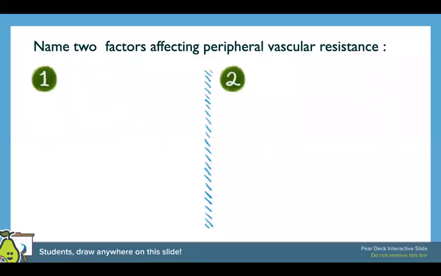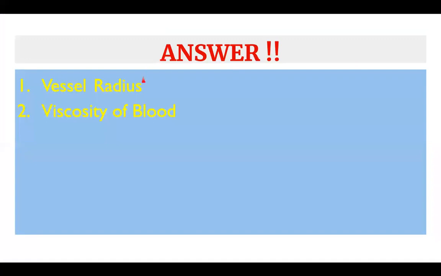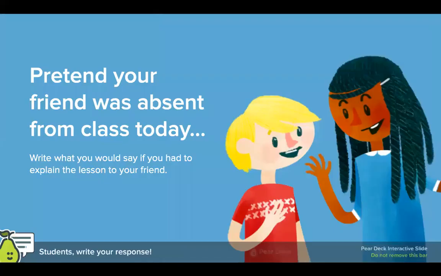So you can name the two factors affecting peripheral resistance. Which are they? One is the radius of the blood vessel. The other factor is the viscosity of blood, which is determined by the RBC count.